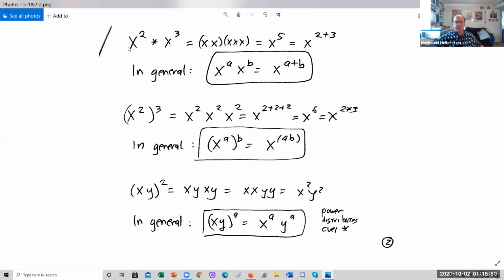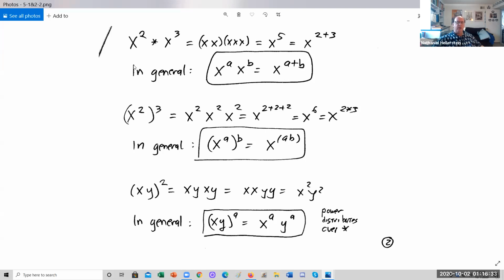Now, if we have a second power times a third power, then that'll be x times x times x times x times x. That's 5 x's multiplied in a row. That's x to the fifth power. Now you get 5 from adding 2 and 3. X to the power 2 plus 3. This is a special case of the addition rule for exponents, which is that if you have multiplied 2 powers, then you add the powers. Now, x to the a times x to the b is x to the power a plus b.